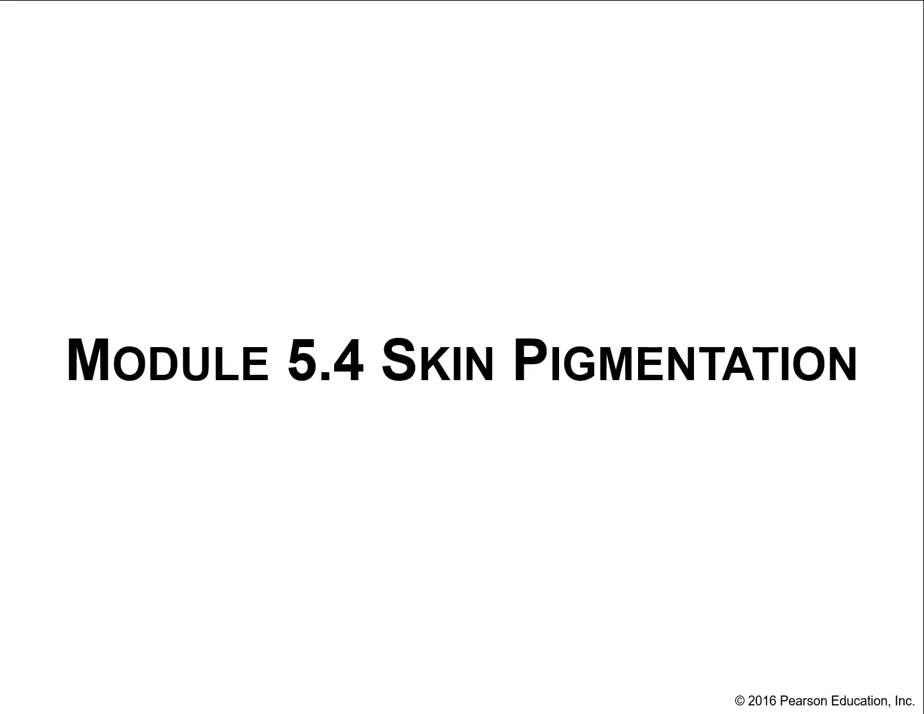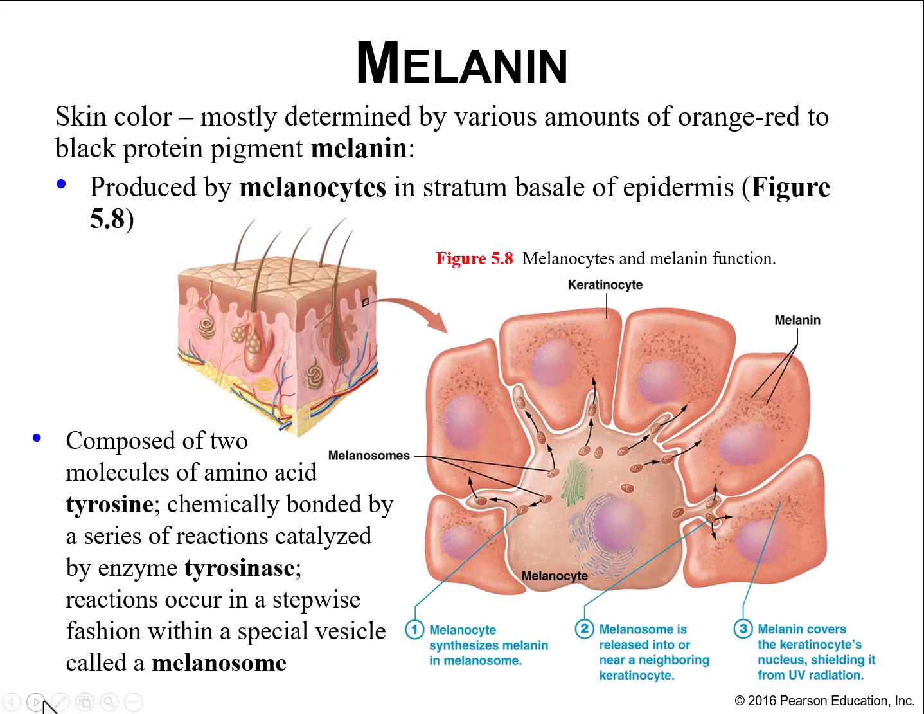All right, so let's talk about the integumentary system and start with pigmentation. The main molecule that gives skin its color and hair its color and your eyes their color is a pigment protein known as melanin. Melanin is made by your melanocytes, and so you can see our melanocyte here.